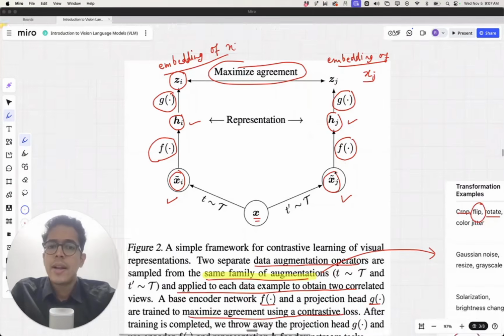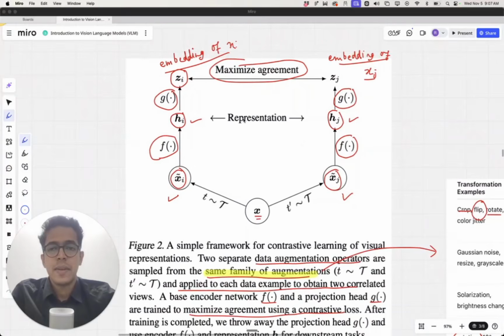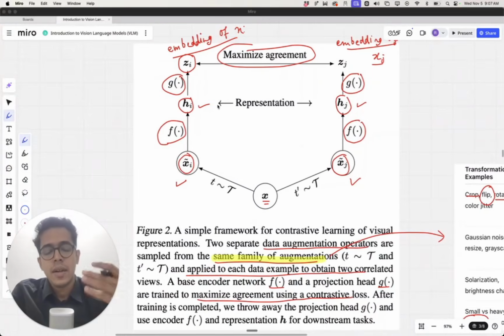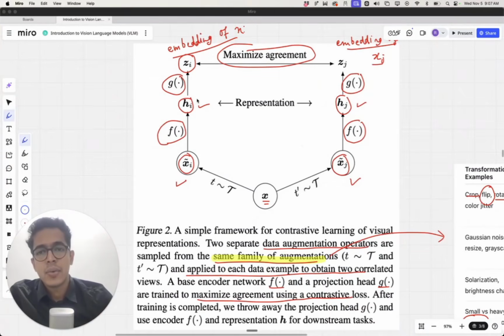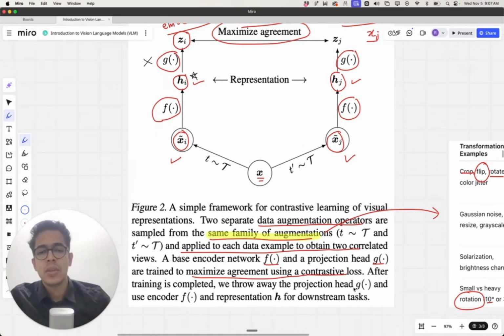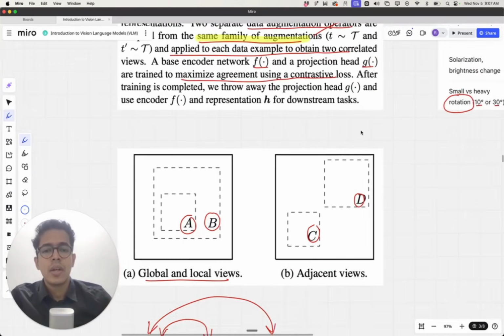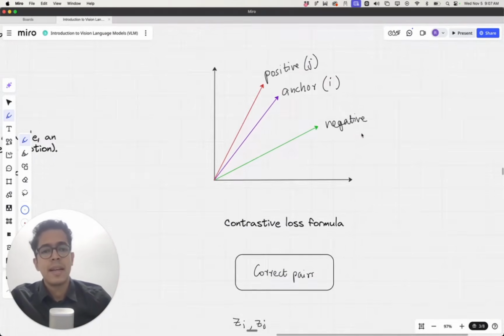One more detail to mention for this specific figure is that when we are doing downstream tasks after training this model, we don't use the embedding Z, we rather use the embedding H, meaning whatever embedding is constructed just by using the encoder network. So this projection head is removed during the downstream tasks. This is just one additional detail that is mentioned, so I just wanted to say it out. Now let's see what the contrastive loss looks like mathematically.